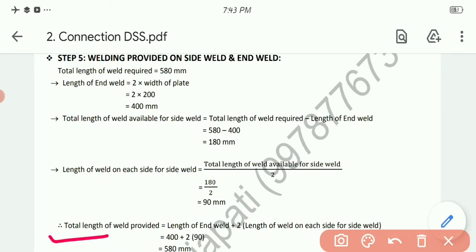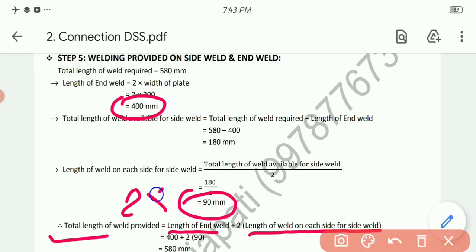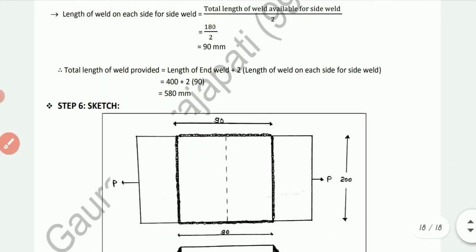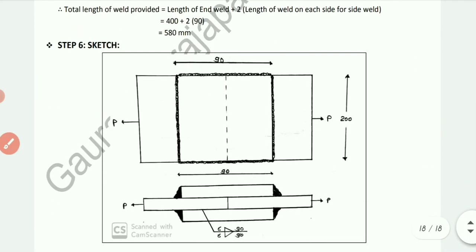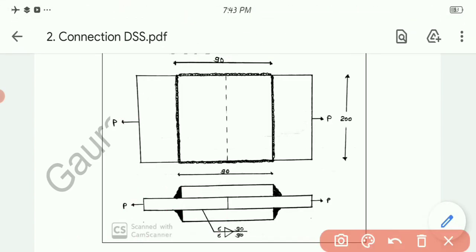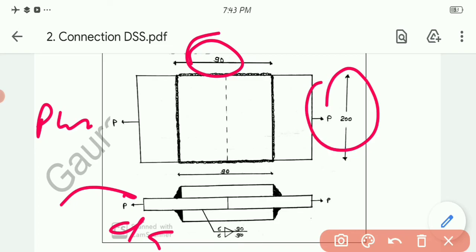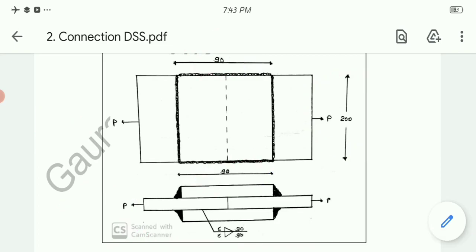So let me cross check the length, that is, total length of weld provided equals length of end weld, that is this one, plus 2 times the length of weld on each side, that is this one, 2 times. So see, 400 plus 2 times 90 is 580 mm. So the requirement was also 580 mm. And finally you need to do this sketch. In the sketch you will need to show the cross section, that is this one, as well as the plan also. These are our dimensions of the welding. Clear? So this is the final sketch of the answer.